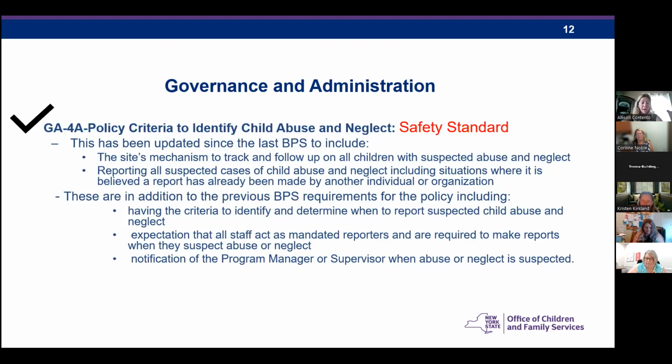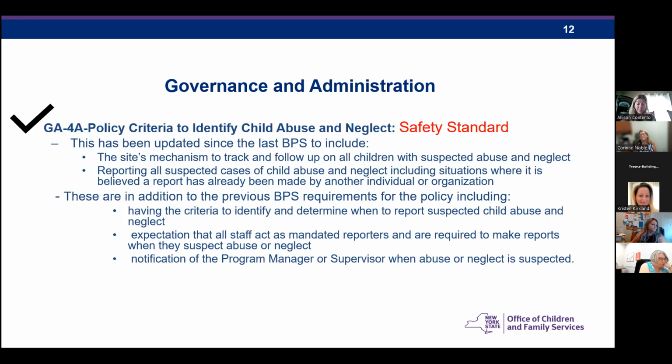So then we're going to move on to GA4A. So the policy for identifying child abuse and the criteria for identifying child abuse and neglect. And so this is a safety standard. It's been updated since the last BPS to include some new components and changes to practice. And so our policy includes the requirements. We're working on that now. We'll be releasing that.